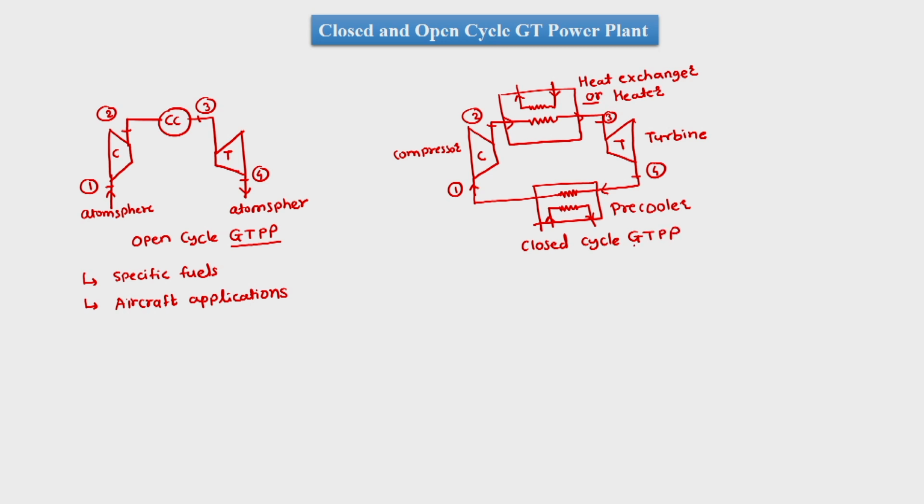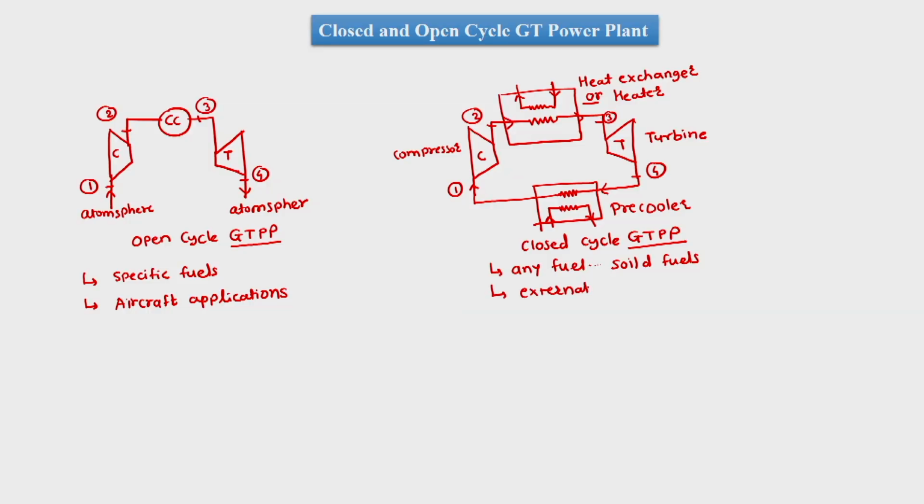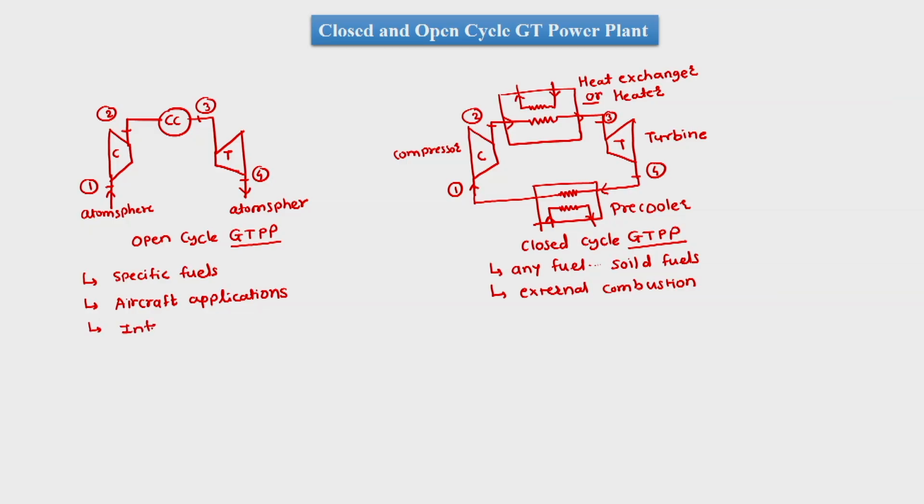This closed cycle gas turbine power plant can accommodate any fuel. Mainly it can accommodate solid fuels, which are not generally used for gas turbine power plants. So here we can basically have external combustion, meaning the gases which are combusting do not pass over the turbine and are not directly involved in doing the network. So this is external combustion, while the open cycle is practically an internal combustion engine. So here we can use any fuels.